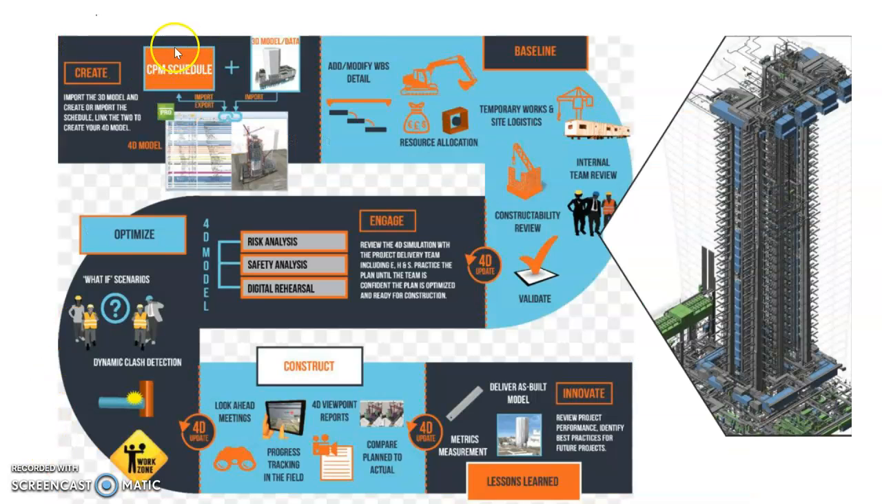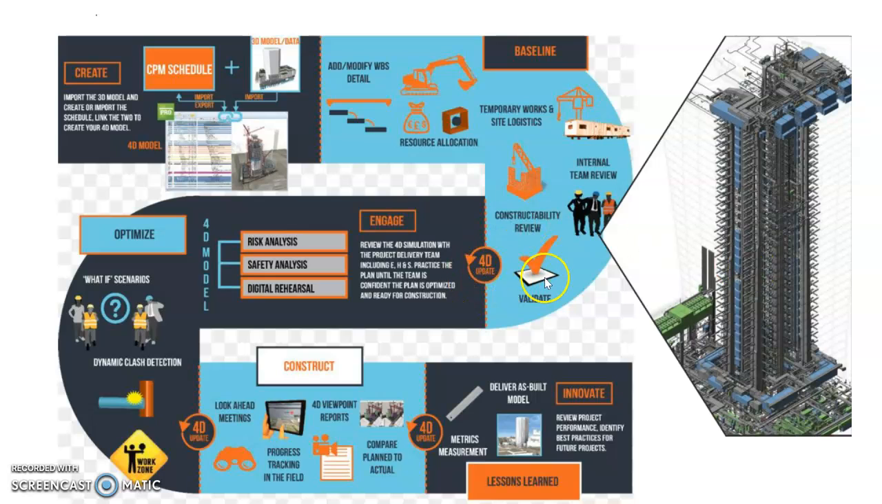So in a sense, we are incorporating the CPM, which stands for critical path method scheduling, together with the 3D model to give you the 4D model for BIM. And that will allow you to have more flexibility to add or modify the work breakdown structures, the details. You can then have different scenarios where you look into different resource allocation. You can look into your temporary works and site logistics planning. You can use it for your internal review, constructability review, or to validate the actual on-site progress.